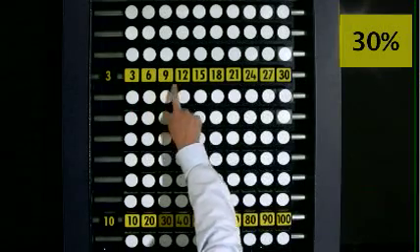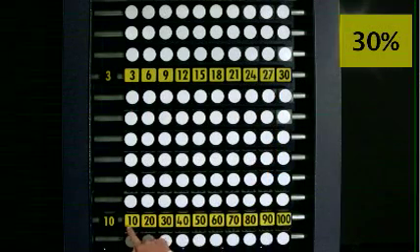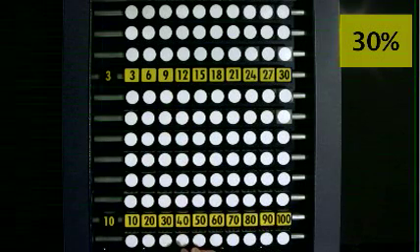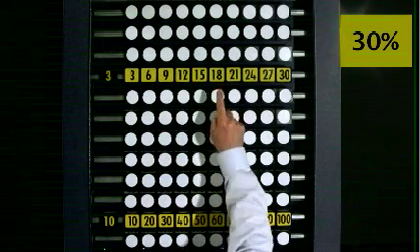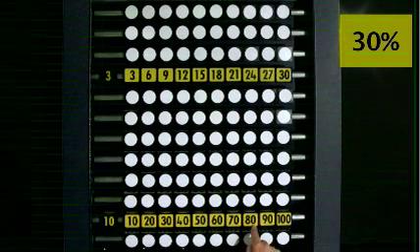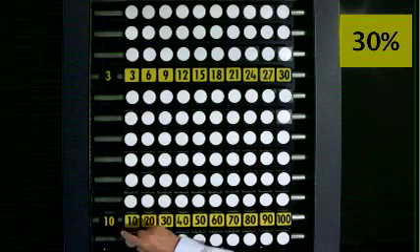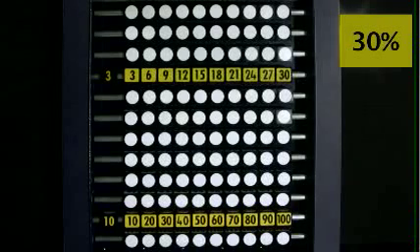Here's the 3 times table. Here's the 10 times table. Every fraction is 3/10. 3/10 of 20, 6. 3/10 of 60, 18. 3/10 of 80, 24. The percentage for 3/10 is 30%.